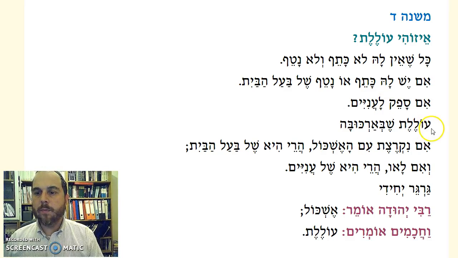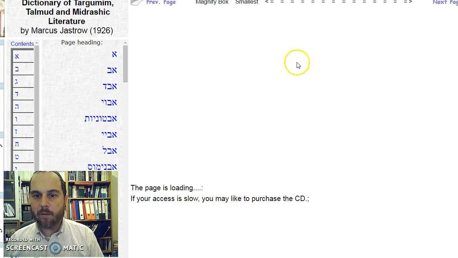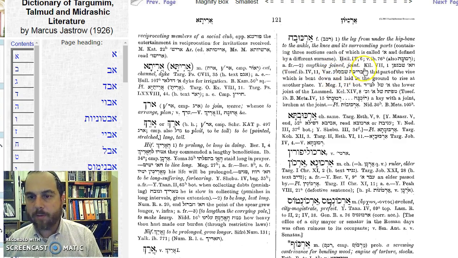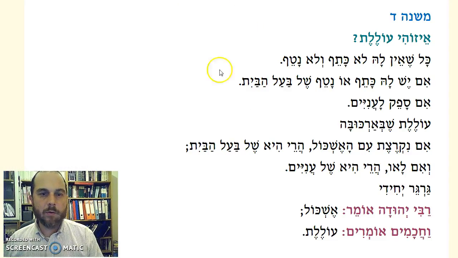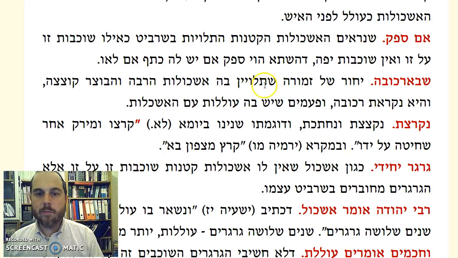The Mishnah continues. Olelet sheba arkuva. Let's just look up the word arkuva. Arkuva, says the Jastrow, is a joint, the part of the vine which is bent down. Arkuva is a joint. And the Bartanura also says the same thing. Arkuva, yichud shel zmora, shetuluyim bo eshkolot harbe.